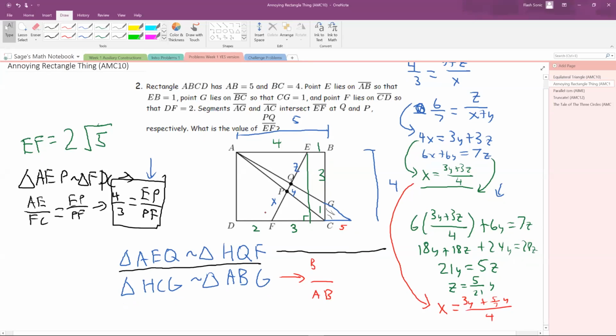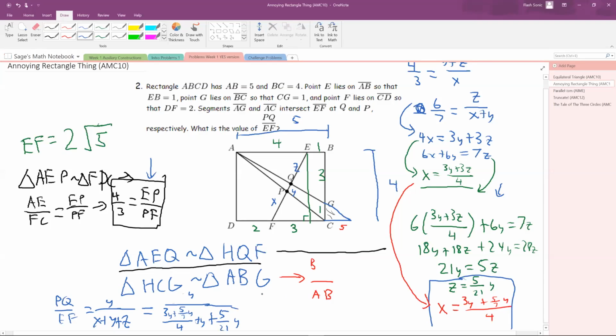So from here, since we have both x and z in terms of y, and we want to find PQ over EF, we know that PQ over EF is actually equal to Y over X plus Y plus Z. So substituting in these values that we have for Z and X, we get that this ratio that we want is equal to Y over 3Y plus 5 over 7Y over 4 plus Y plus 5 over 21Y. And from here, we can cancel out all of the Y's because every term in the numerator and denominator has a Y to get 1 over 3 plus 5 over 7 over 4 plus 1 plus 5 over 21. And this is our final answer. This might not be a simplified fraction, but I'm just a bit too lazy to simplify it. So you guys can do it for homework, because I think that's a great way to do homework.